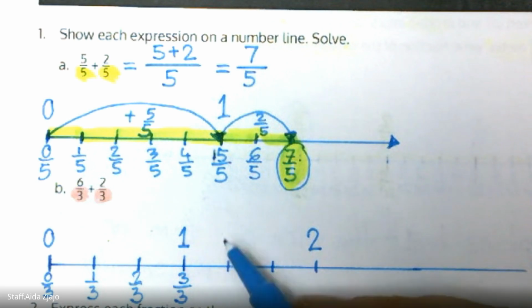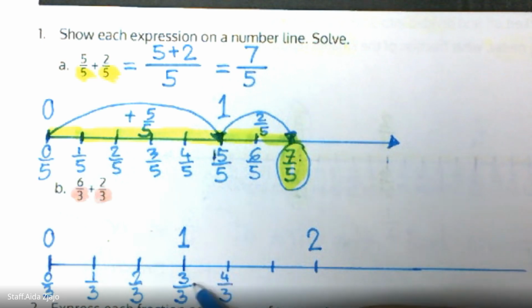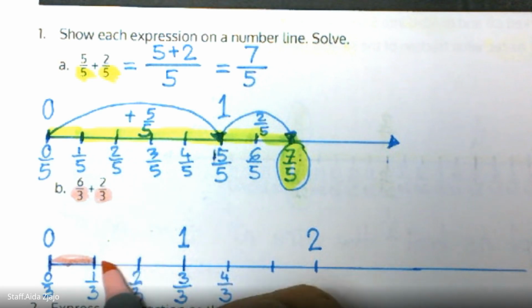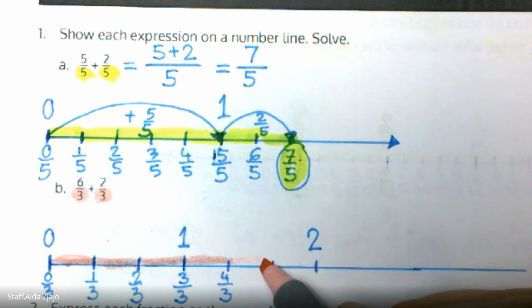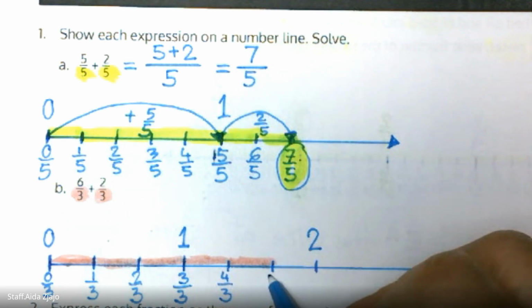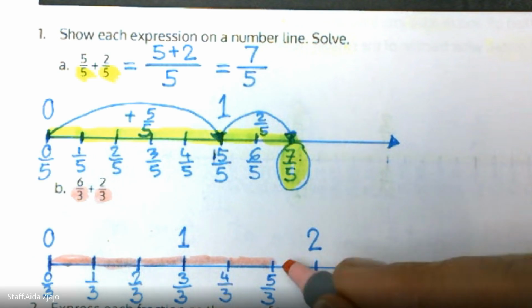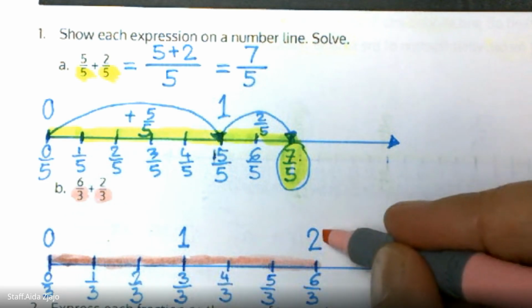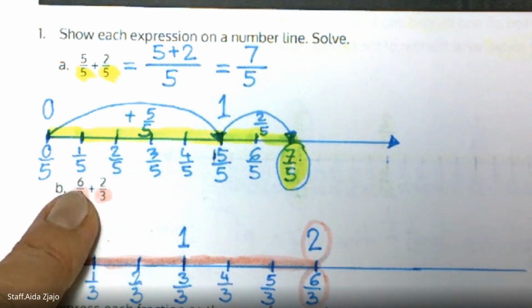If I have 4/3, then 3/3 will make a whole, and I will have one more third. So this is 1/3, 2/3, 3/3, 4/3, and 5/3 would be the next one. 5/3 and then 6/3 will actually be equivalent to 2 wholes. So when we add 6/3, we already have 2 wholes in 6/3. That's our first number.